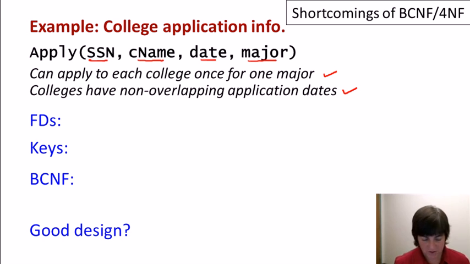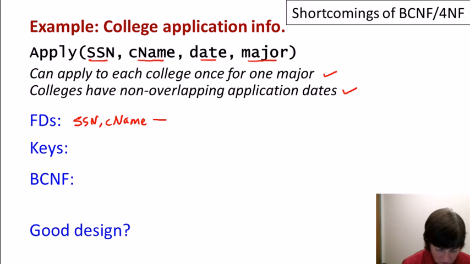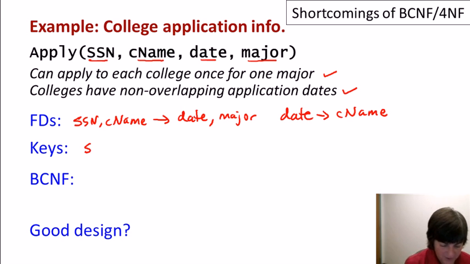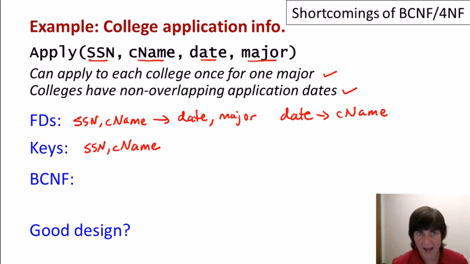So under these assumptions, the functional dependencies for our relation will be that the social security number and the college name determine the date and the major. And that's based on our first assumption. And we have one more functional dependency, which is that the date determines the college name, and that's based on our second assumption. So if we have two tuples with the same date, they have to be the same college because colleges have non-overlapping dates. So using these functional dependencies, we can determine that the key for the relation is social security number and college name together, since they determine the other two attributes.